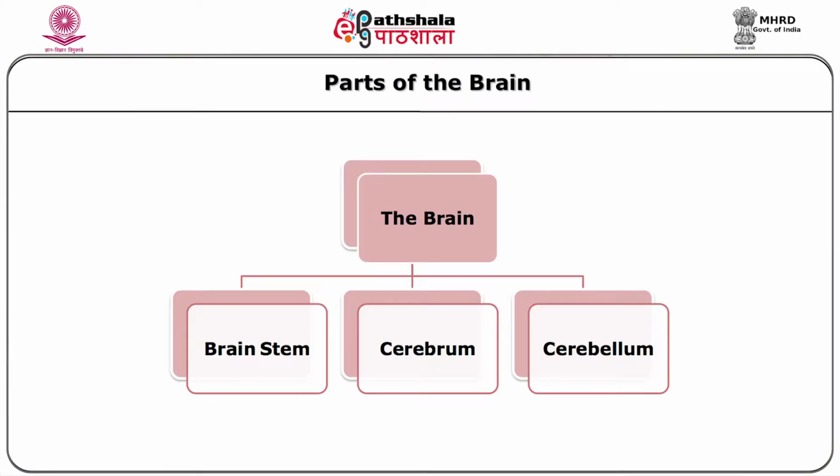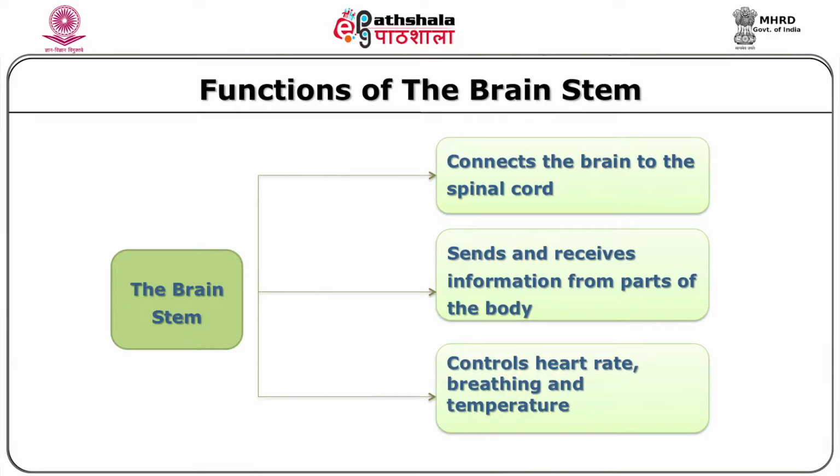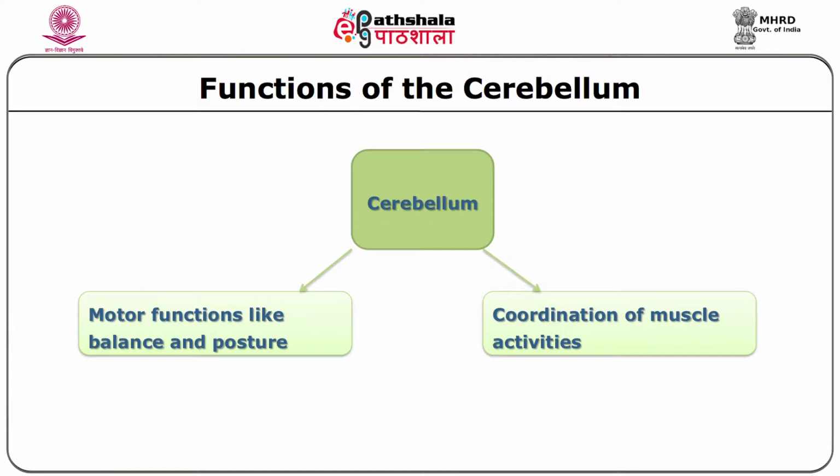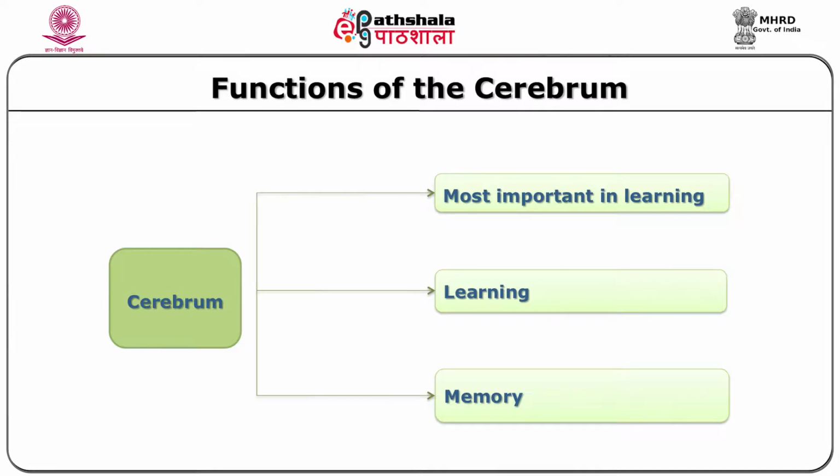The brain can be functionally divided into three different parts. You have the brain stem, the cerebrum, and the cerebellum. The brain stem connects the brain to the spinal cord and relays information between the brain and other parts of our body. It is also the control center of our heart rate, breathing, and temperature. The cerebellum is responsible for motor functions like balance, posture, and coordination of complex muscle activities. The cerebrum is the largest region of the human brain. It is where higher order functions like memory and reasoning take place, and it is the most important in learning.